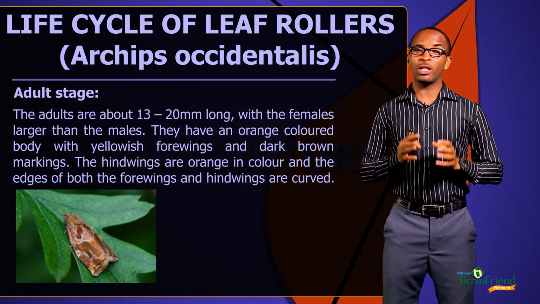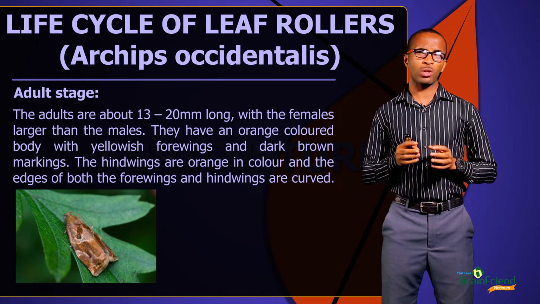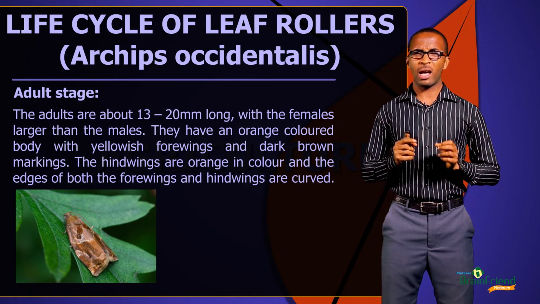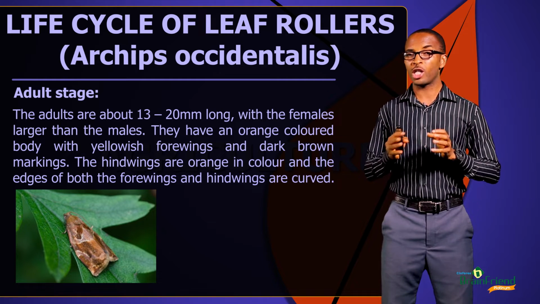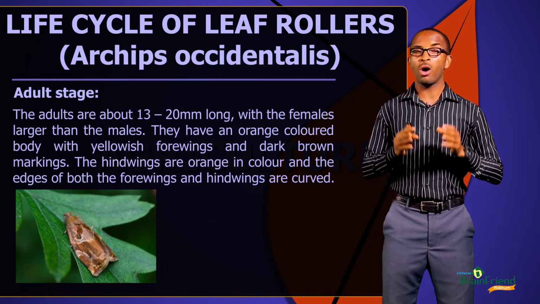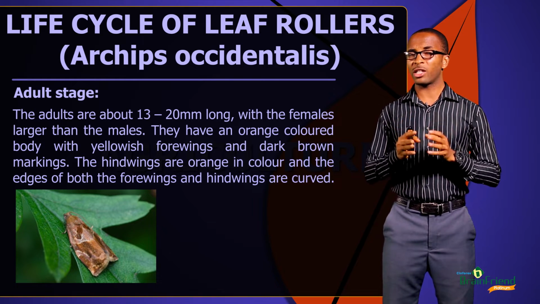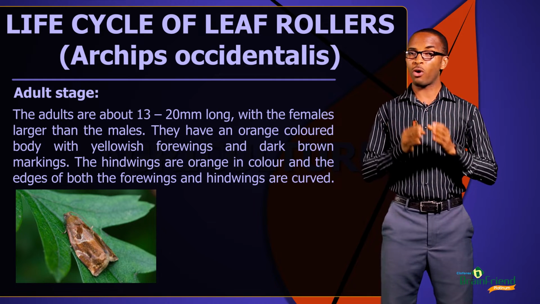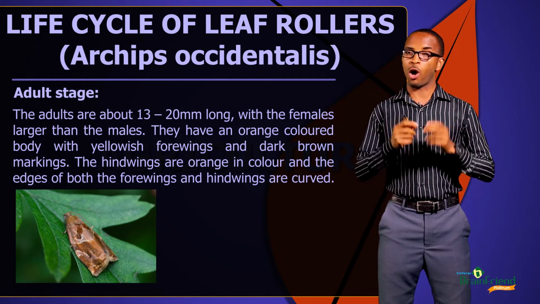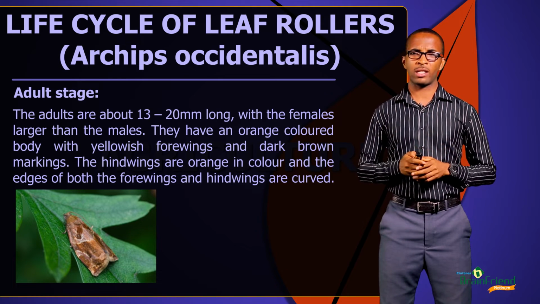The color of the adult leaf roller is yellow, while the forewings are dark brown with markings. Aside from this, the hind wings are also orange or yellowish in color, just like the body of the adult leaf roller. One thing that differentiates the adult leaf roller from other leaf rollers is that both the forewings and the hind wings edges are curved, giving them a distinct shape when they are resting.